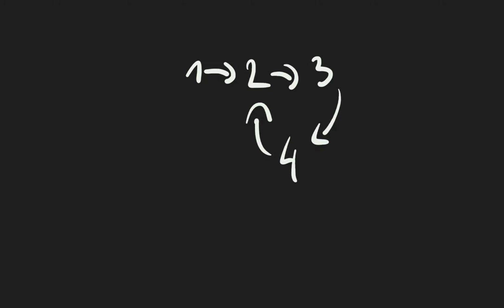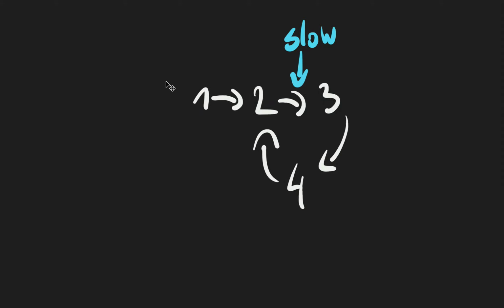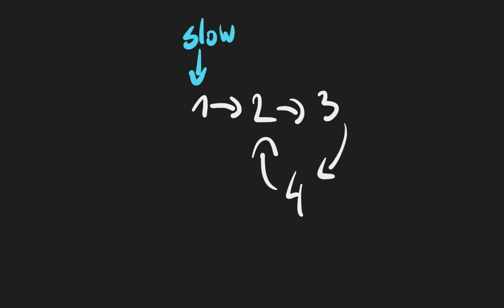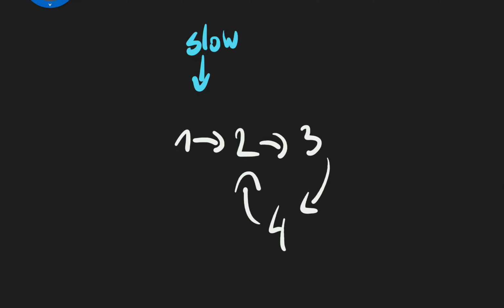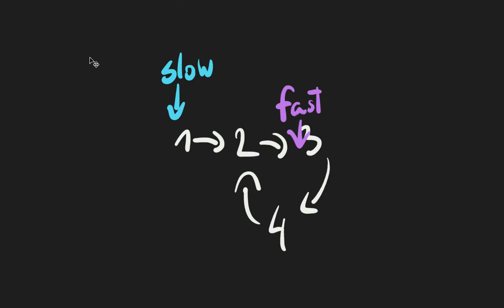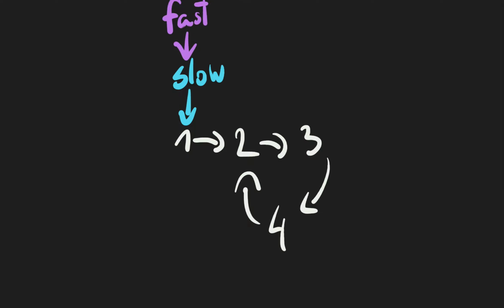So we will have a slow pointer, and a fast pointer. Both of them point to the same node at the beginning. What we will be doing in this solution is moving the fast pointer twice as fast as the slow pointer.